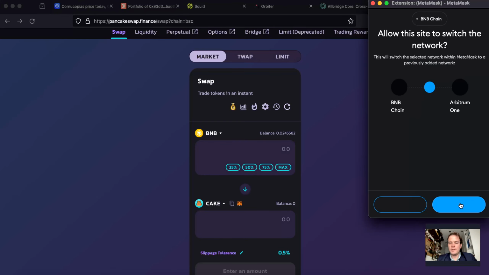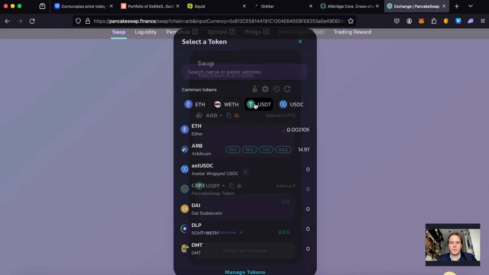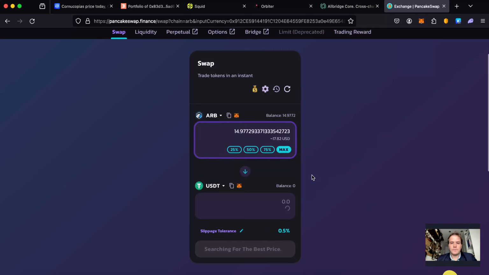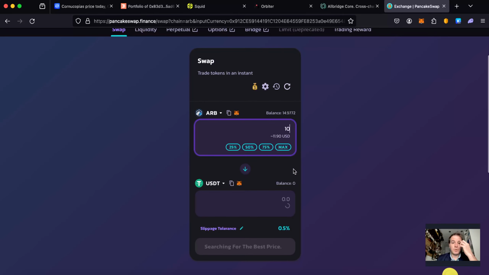So I'm going to switch back here on my PancakeSwap, and I'm going to go to Arbitrum 1. Okay, it's going to swap the network in my wallet. Okay, and then I'm going to select my Arbitrum, right? And I'm going to swap it for USDT, right? It's going to take a while to come up with the fee, but for the sake of this example, let's just say I'm going to take 10. Not that it will make a difference in the speed, but I just don't want to swap it all.